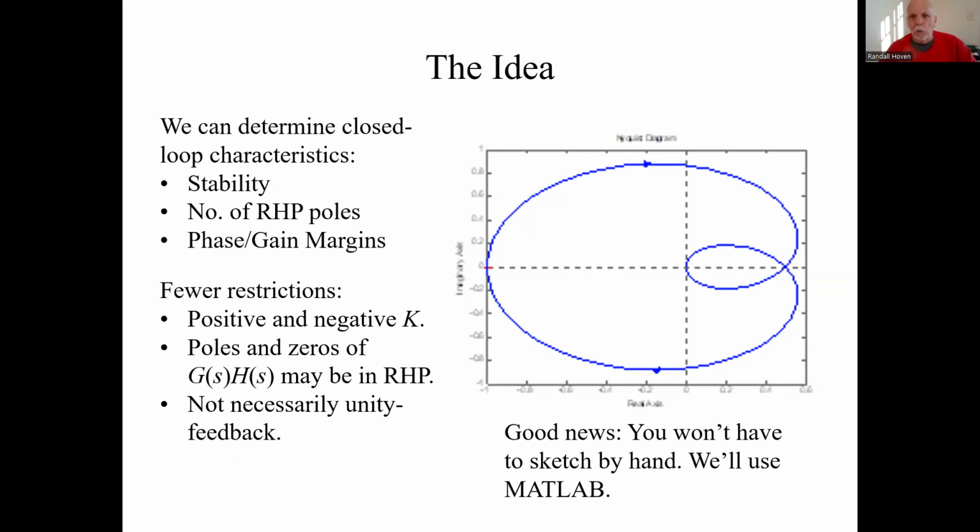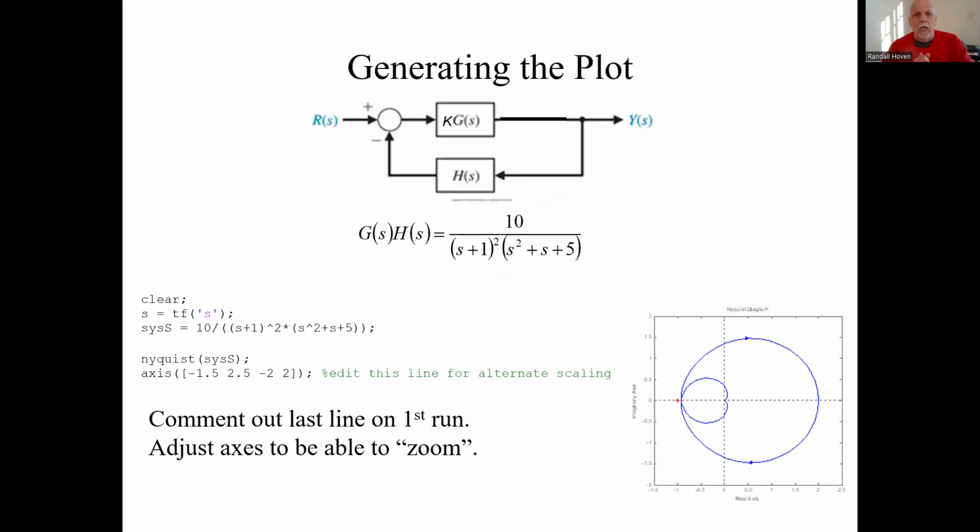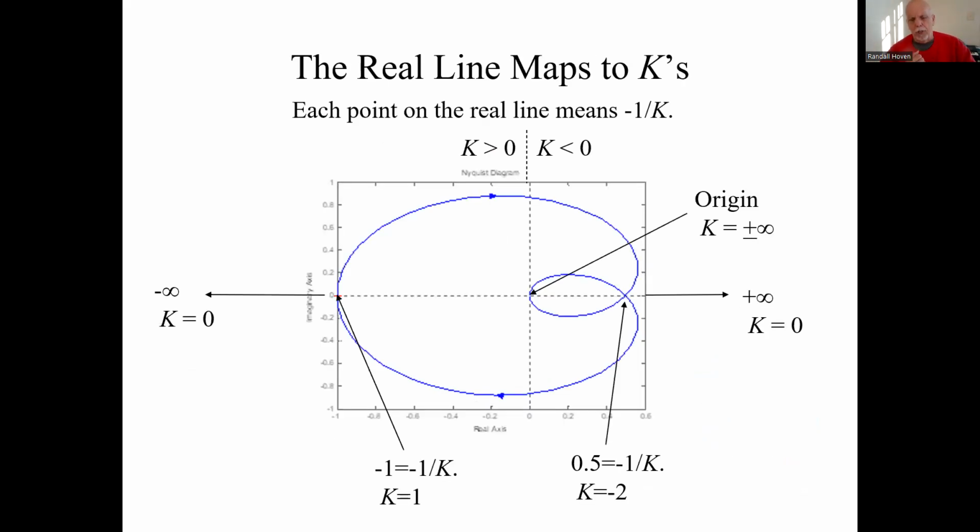The other good news, or at least the way I taught it, is that we didn't have to sketch the Nyquist plot by hand. We used MATLAB for that, and the MATLAB command is pretty easy. If this is your loop transfer function, here's your MATLAB code. So for this transfer function, it produced this plot. We're going to use MATLAB for that part. Then it gets into how we interpret it.